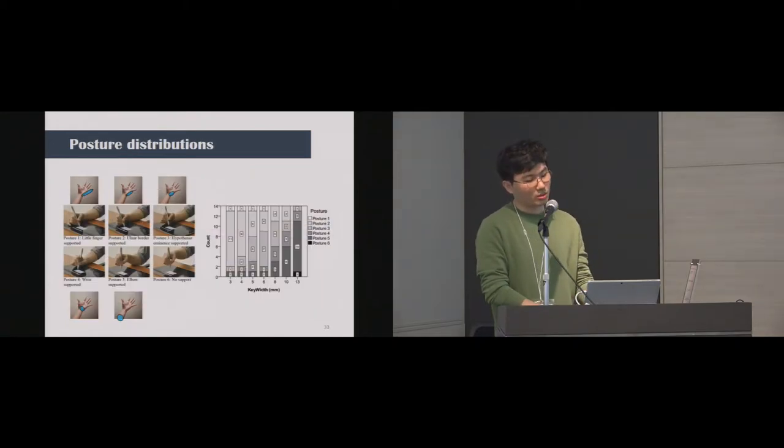Distributions of the postures across different key sizes are on the right side. We observed that the larger the key size of the keyboard, the fewer parts of the hand were used as a support. Also, we observed that some participants cannot anchor their hand on the screen from 8 or 10 millimeter key size, and they should change their posture.